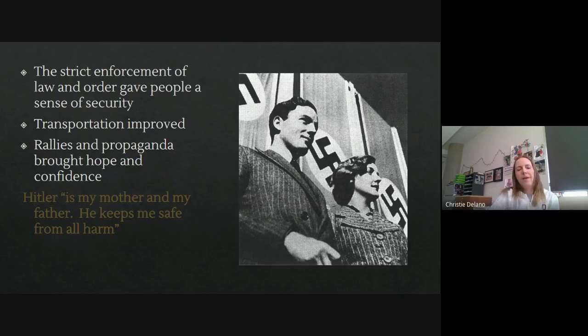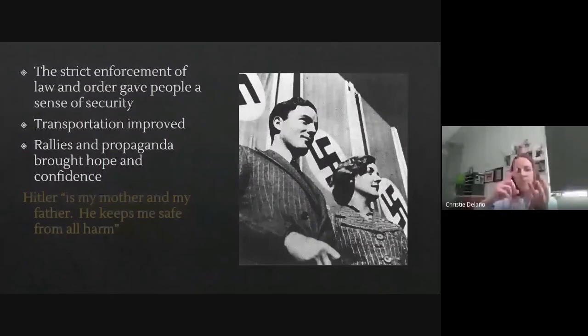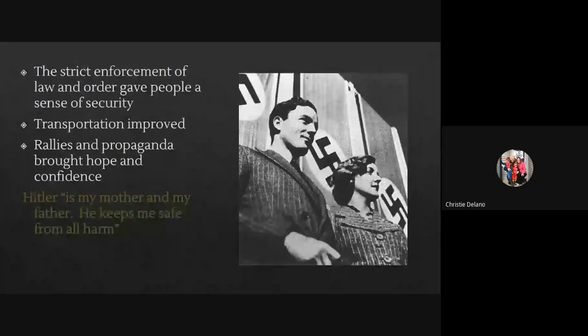So what you have by 1933 is very strict law and order. Now, German in Hitler's mind, safe, if you are Jewish, are mentally or physically disabled, if you are unemployed, if you are an alcoholic, or gay, or a whole host of other things, that security is not quite there for you.